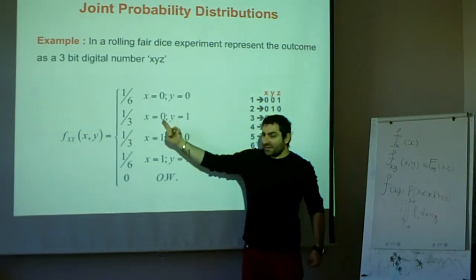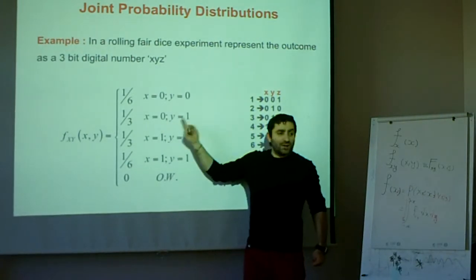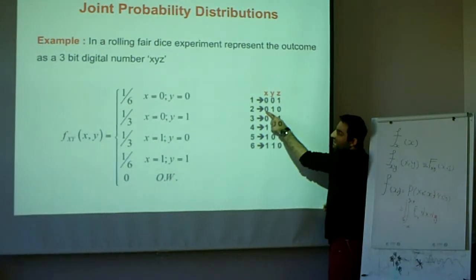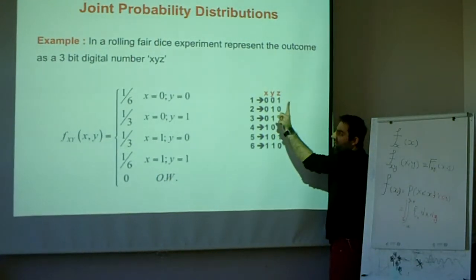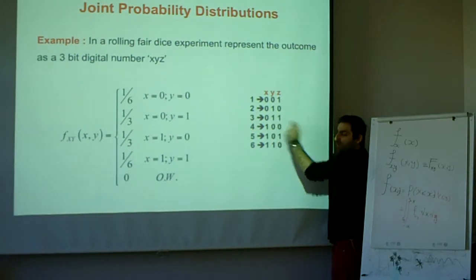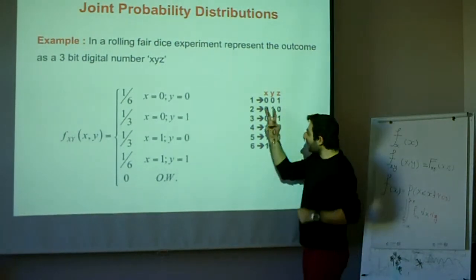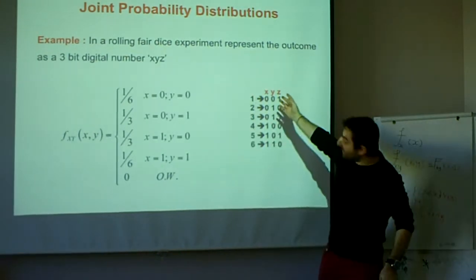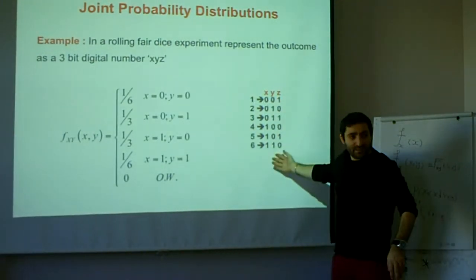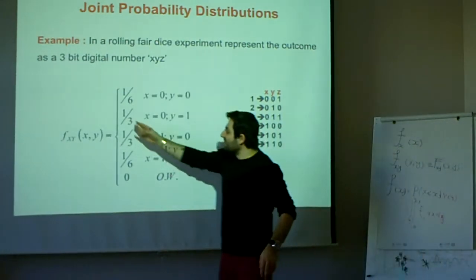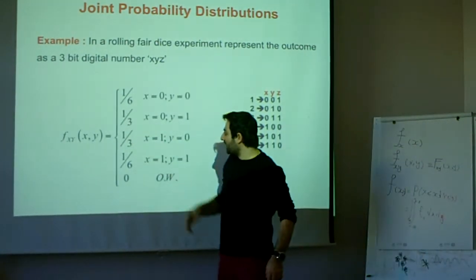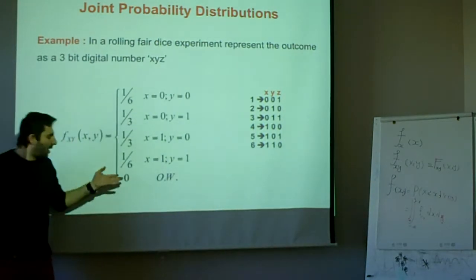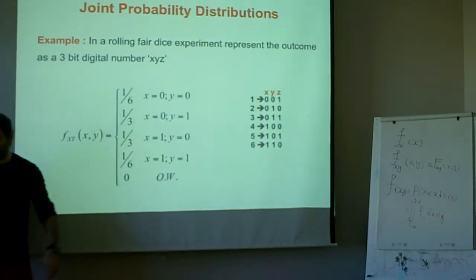Now, x is 0, y is 1. Let's see how many times we have x 0 and y is 1. X 0, y is 1, 1. X 0, y is 1, 2. So we have 2 of this outcome. 2 over how many outcomes? What is the total number of outcomes that we have? 6. 2 over 6 is 1 over 3. Similar thing for 1 and 0, and 1 and 1. And otherwise 0, which is an impossible case.